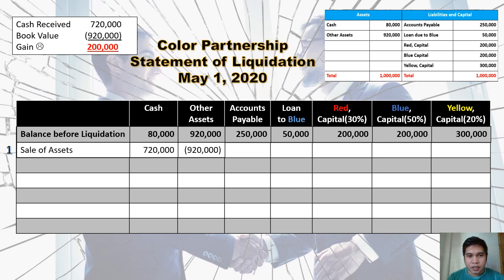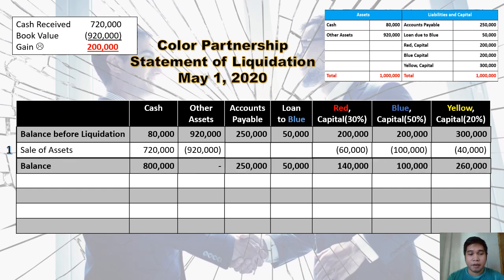Yung loss po natin, i-distribute lang din natin same manner ng profit. Basically, kay Red, meron tayong negative 60,000 kasi 200,000 times 30%. Kay Blue naman, 100,000 kasi 50% times 200. Kay Yellow, we have 40,000, 20% times 200. Then balance, 800 yung cash. Then other asset, wala na. Accounts payable, 250. Loan to Blue, 50. Red capital, 140. Blue capital, 100. Yellow, 260. As you can see, wala ulit tayong problema kasi positive po lahat. Dahil positive, wala pong capital deficiency na nangyari.